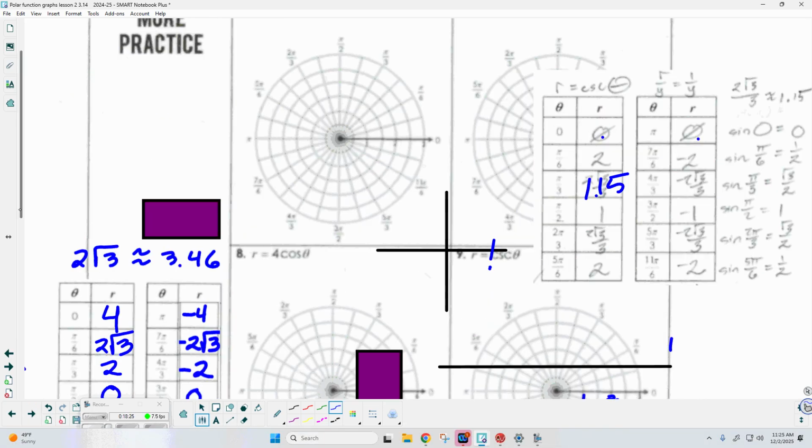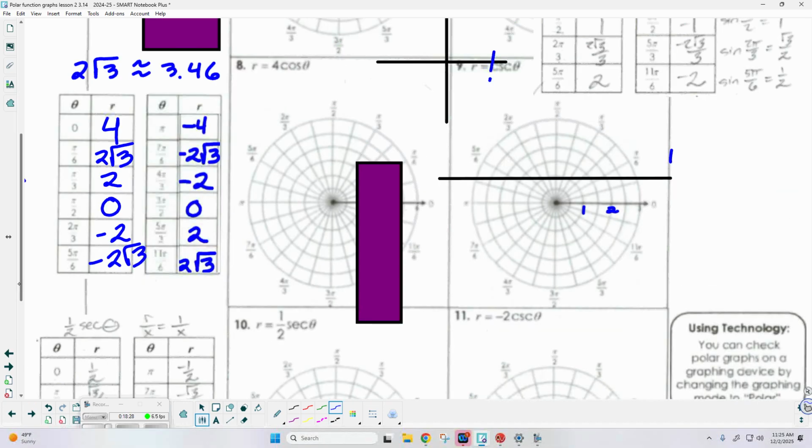Now, yesterday, we finished up with number 9. Okay. Now, what we found was that if we're graphing cosecant in a polar plane, we ended up with a horizontal line. In fact, this one was a horizontal line, y equals 1. That is right there. Okay.